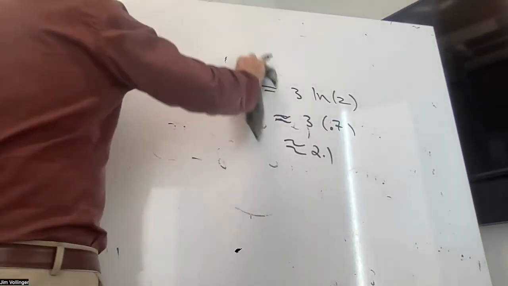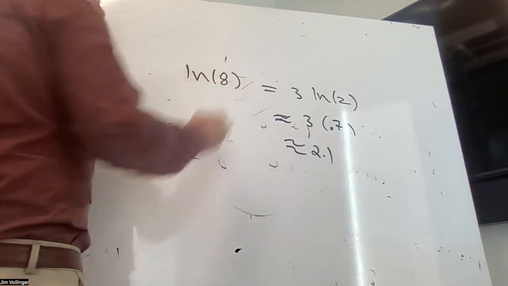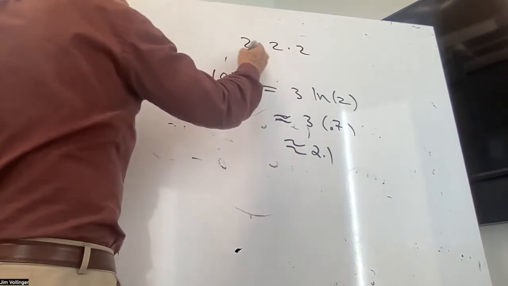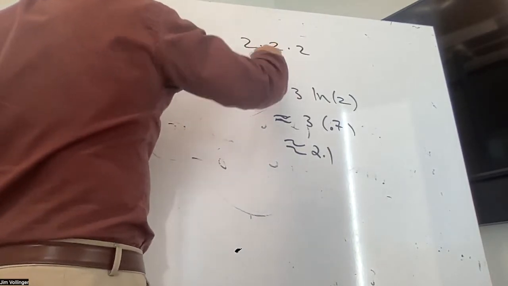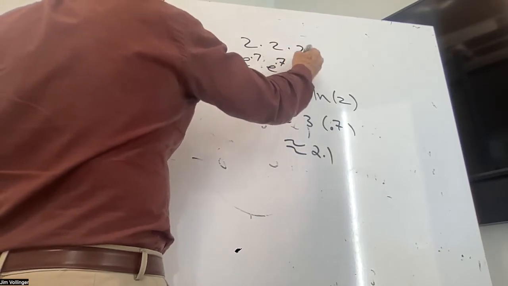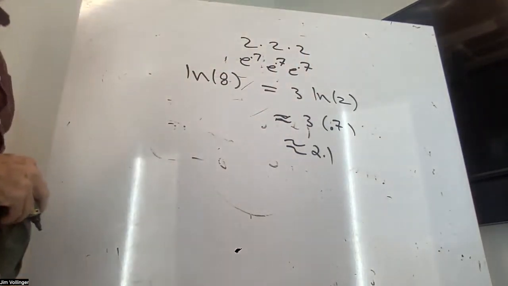So yeah, 2 to the 3 is 8, right? And 2 times 2 times 2 is 3 times, and that's e to the 0.7 times e to the 0.7 times e to the 0.7. We can see 2.1 there.